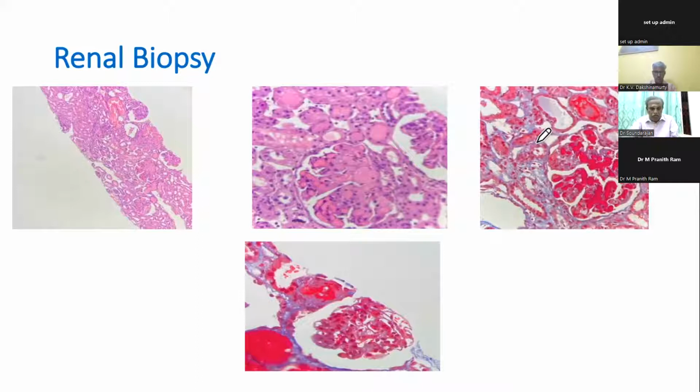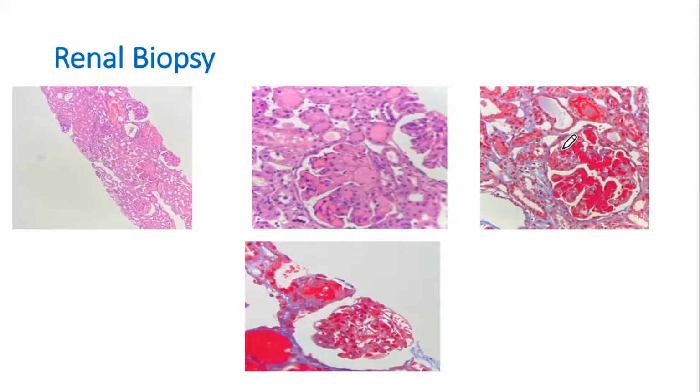As shown here, the glomerulus is totally filled with RBCs. This is again an ischemic glomerulus. We can see the feeding arteriole getting obstructed with the thrombus, thus resulting in ischemia of the glomerulus and shrinkage of the tuft.